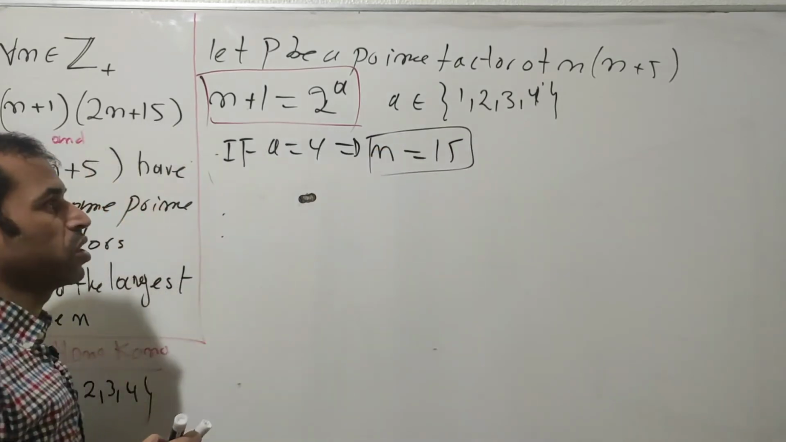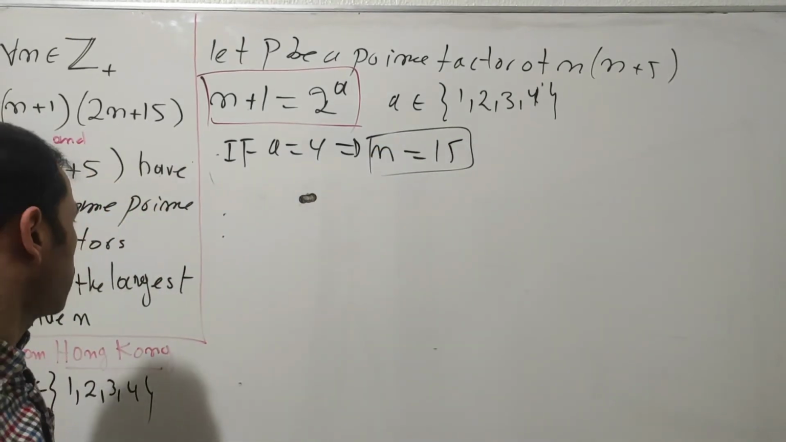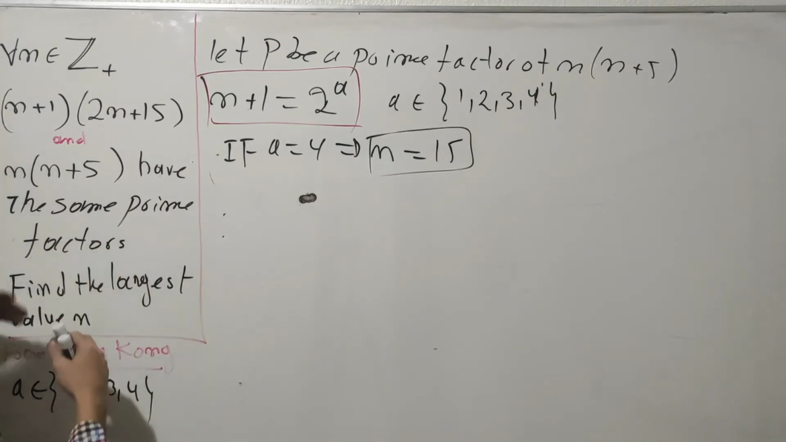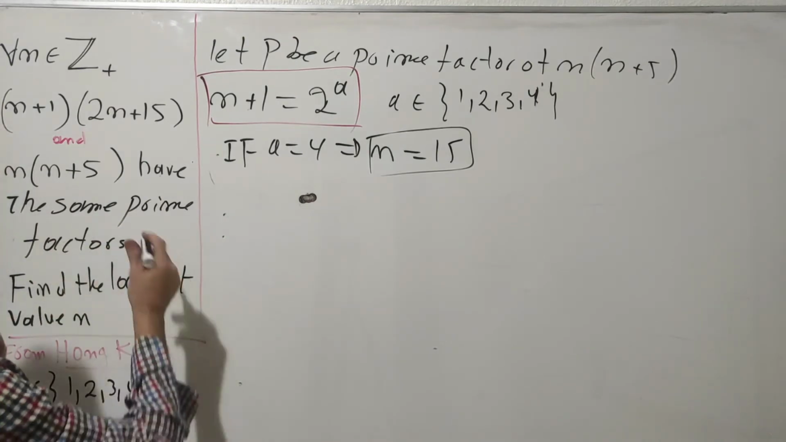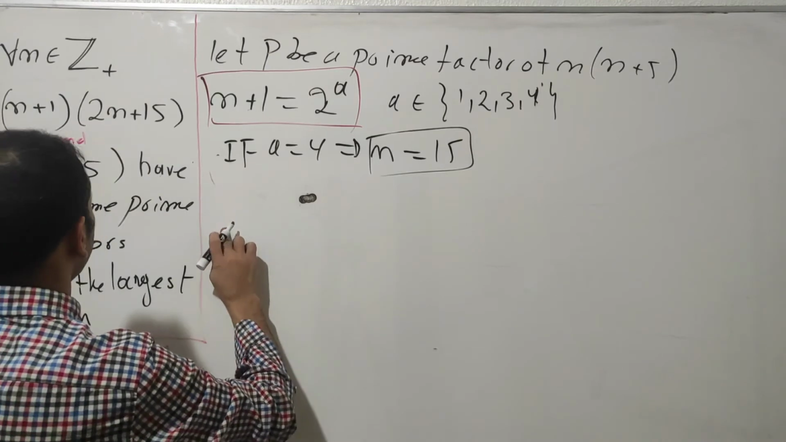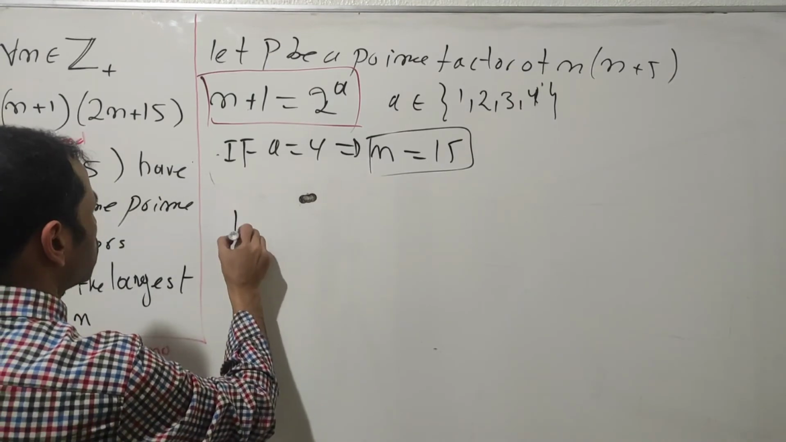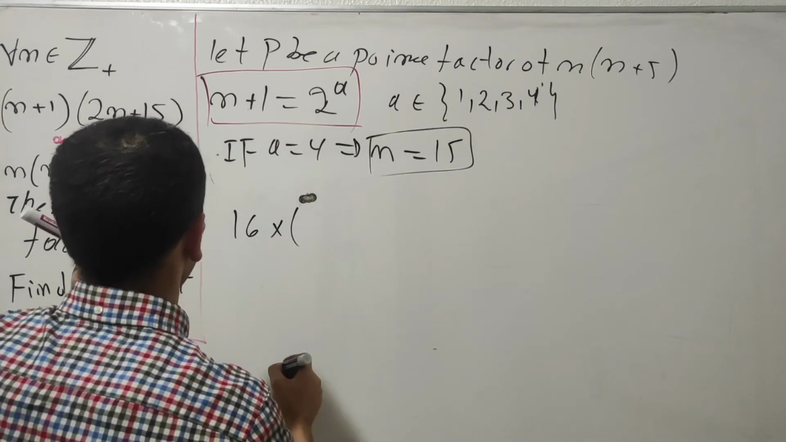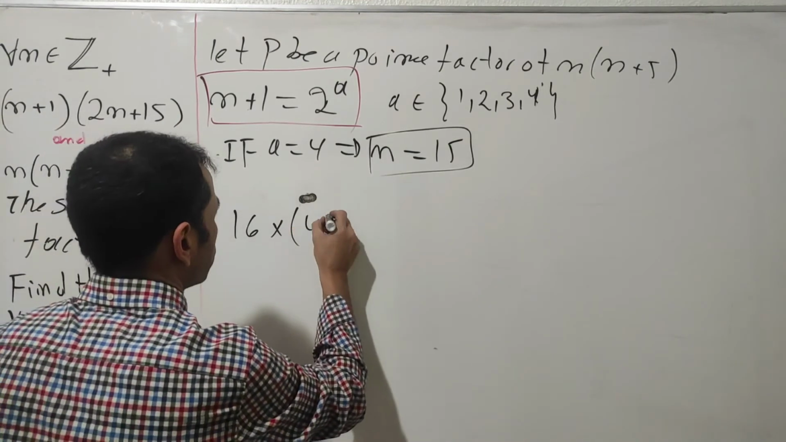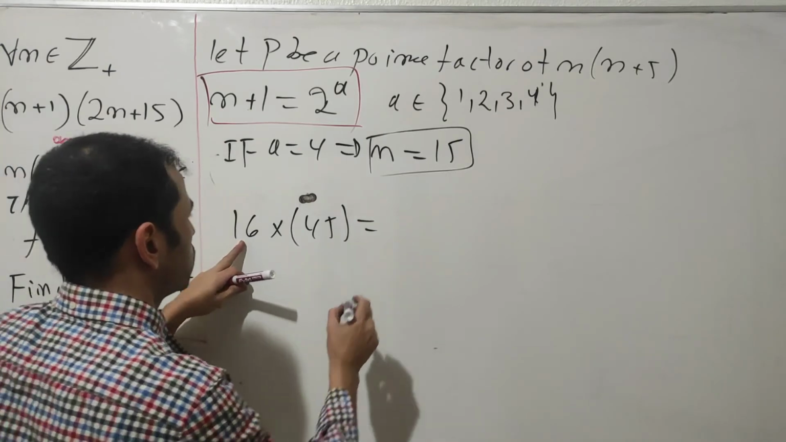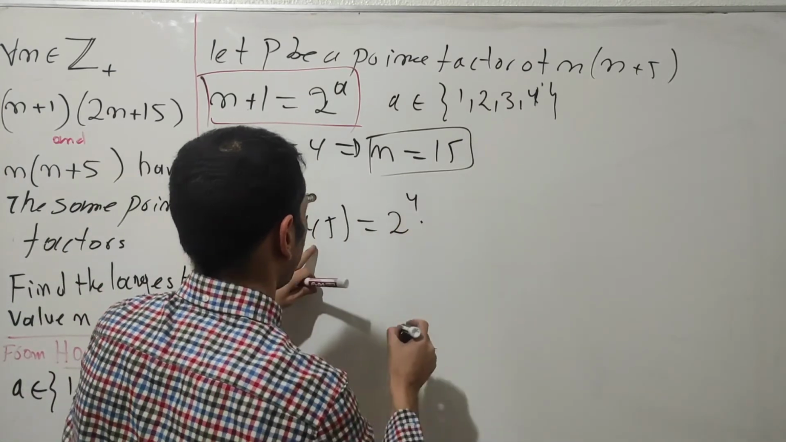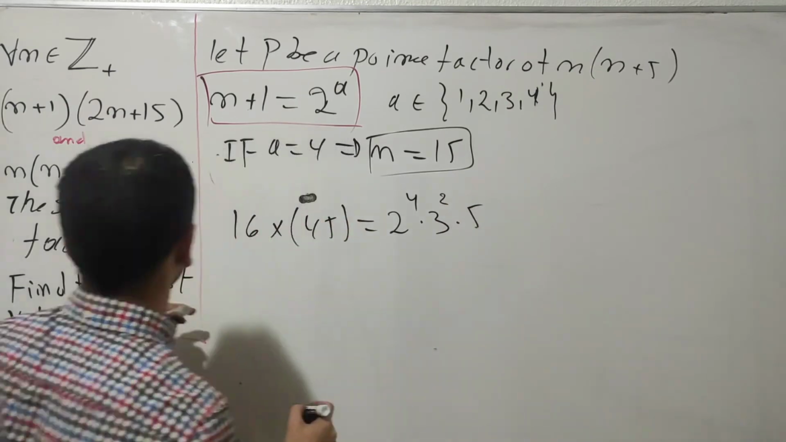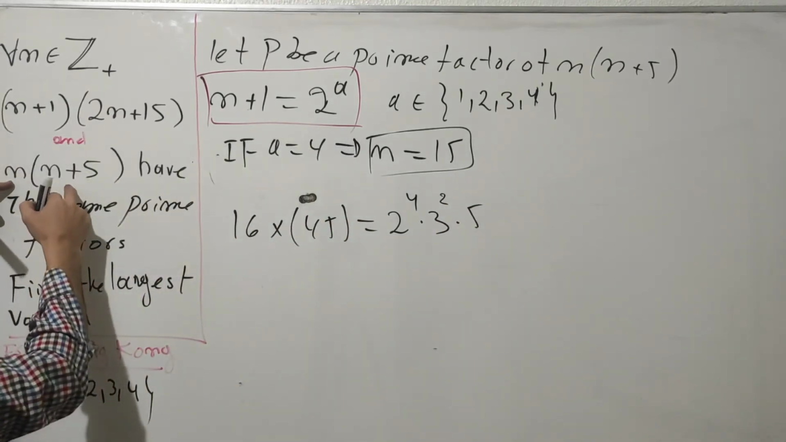But how do we know this is the largest value of n? We are going to check it in both products to see what the product is. Okay, first let's check it here. So we get n plus 1 equals 16, factor 2n plus 15, which is 45. 16 is the same as 2 to the 4. 45 is the same as 3 squared multiplied by 5. Let's check it also in the second product.